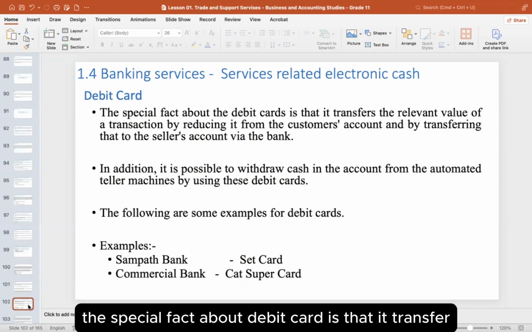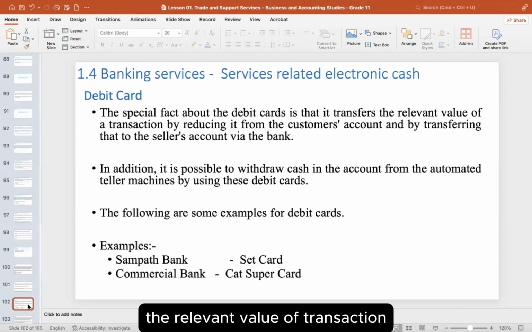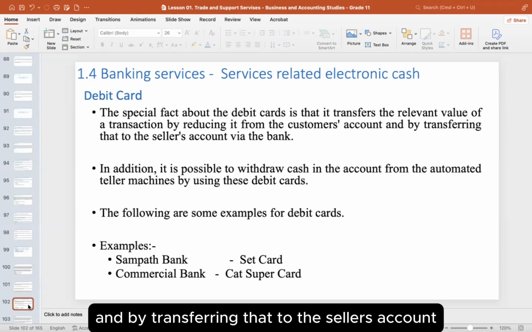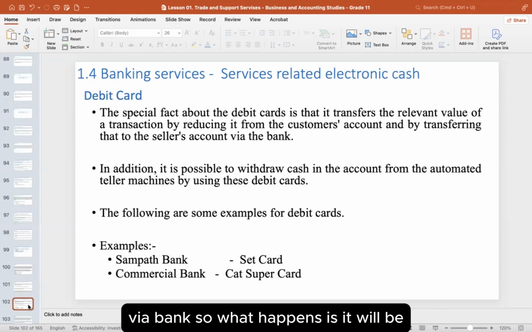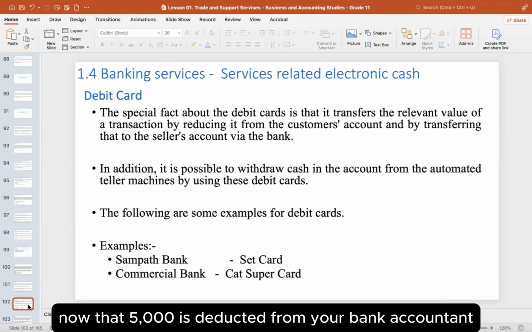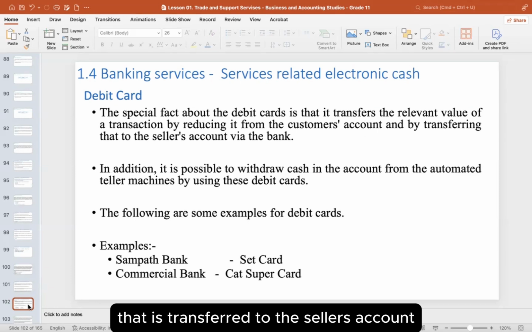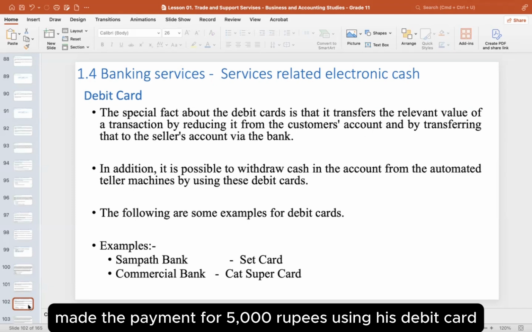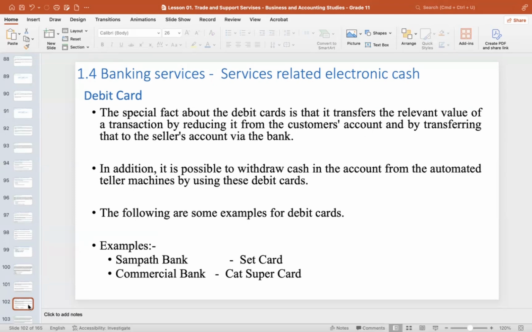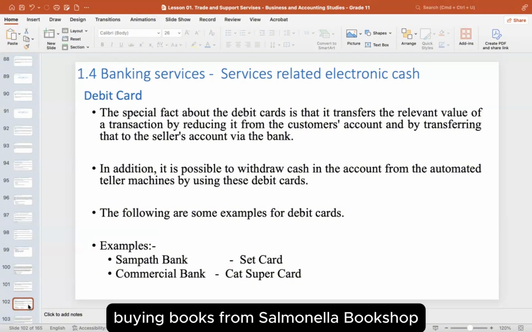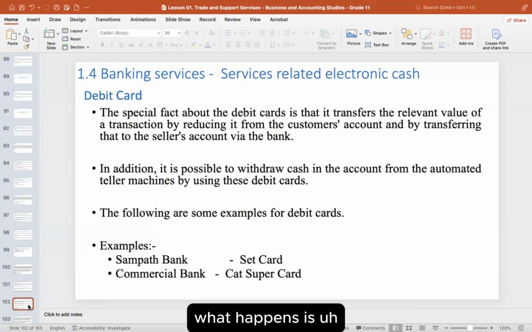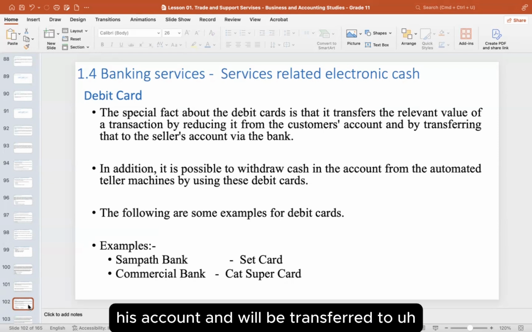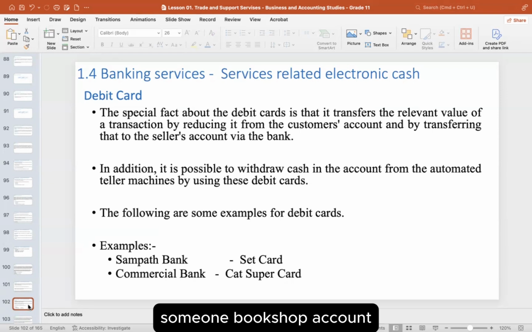So the special fact about a debit card is that it transfers the relevant value of the transaction by reducing it from the customer's account and transferring it to the seller's account via the bank. So what happens is that 5,000 is deducted from your bank account and transferred to the seller's account. Let's say Kamal made a payment of 5,000 rupees using his debit card, buying books from Samanala bookshop. What happens is that 5,000 will be deducted from his account and transferred to the bookshop's account.